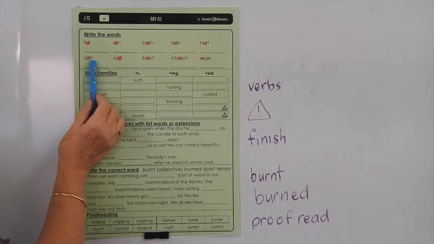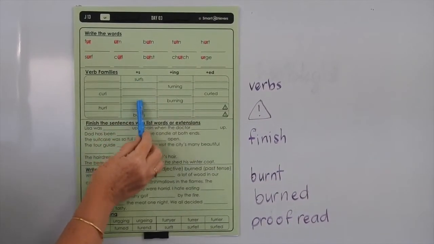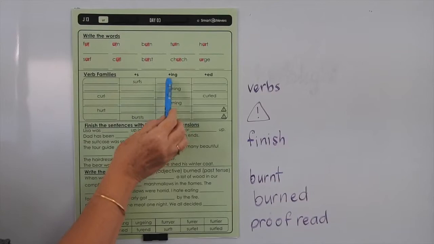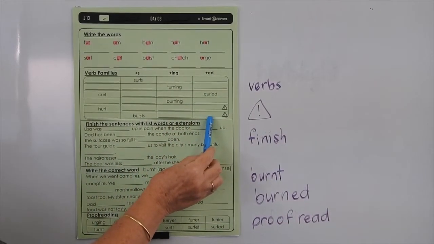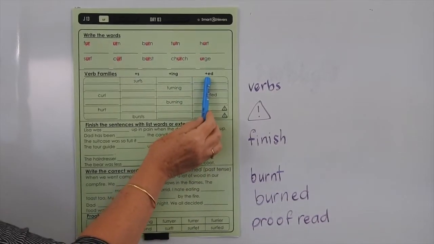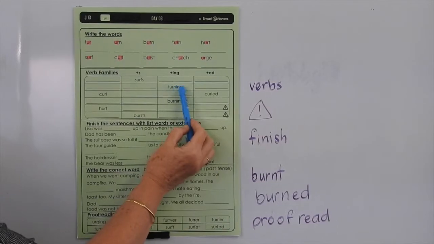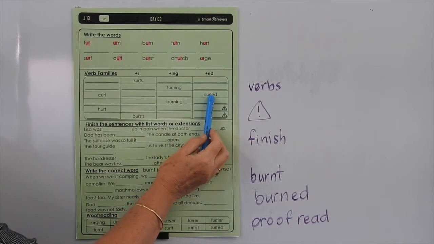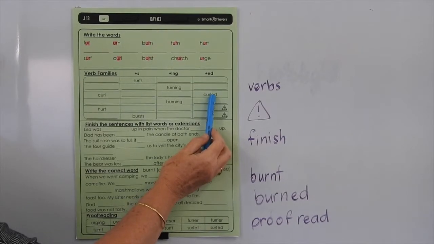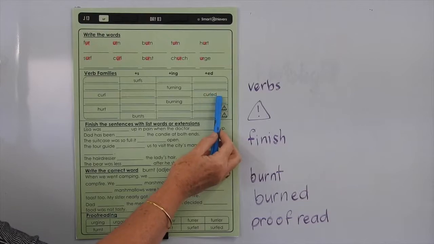Now down here we're going to go into some verb families. So here you're adding the S to the end of the base word. Here you're adding the ing, and when you're adding the ED here, you just have to be careful. So you have surfed, sounds like a T, but you know you're writing ED. Turned, you just hear the D, but you've got to write ED. Curled, you just hear the D, but you know you have to write ED. Burned, same, write the ED.